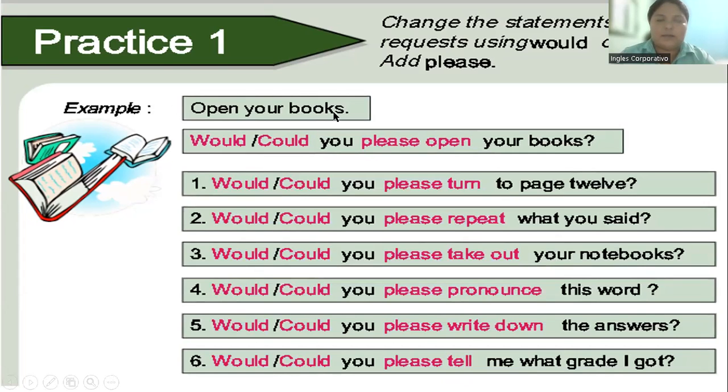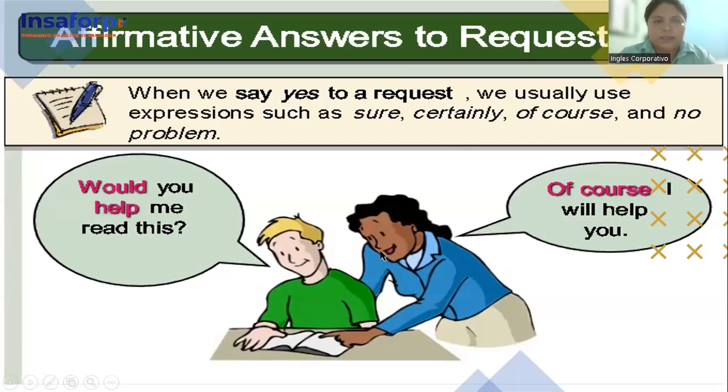Okay, so there you have the answers. Look at the answers. We're going to check how to answer this request. When we say yes to a request, we usually use expressions such as sure, certainly, of course, and no problem. For example, will you help me read this? Of course, I will help you. So these are some other answers that you can use, not just the common yes.